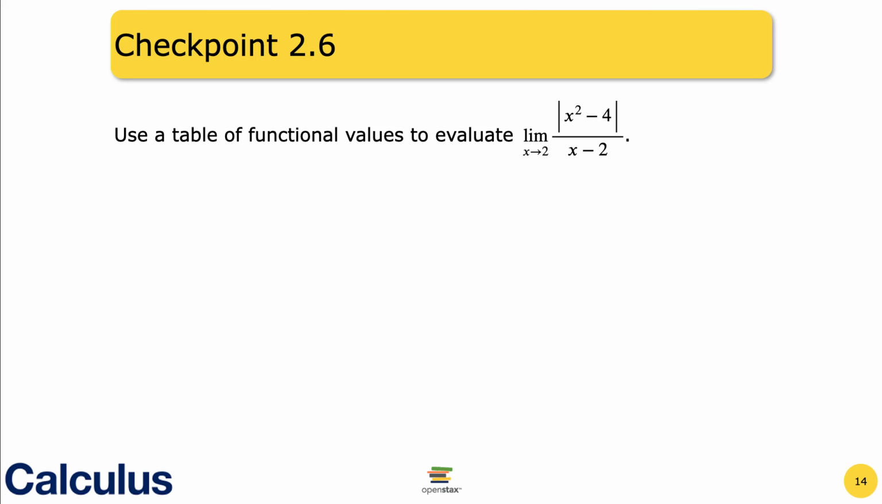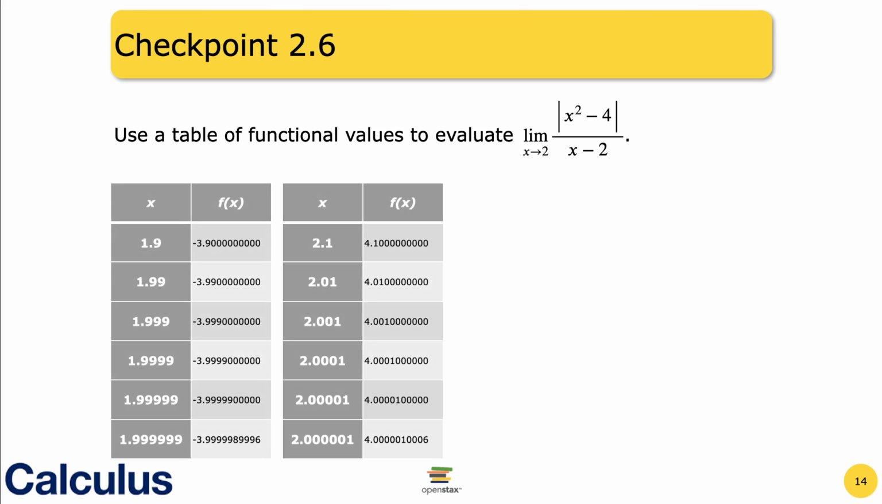Checkpoint 2.6. Use a table of functional values to evaluate the limit as x approaches 2 of the absolute value of x squared minus 4 all over x minus 2. Pause the video and attempt this problem for yourself. Now that you've attempted the problem for yourself, let's look at the solution. Here's the table of values with x values extremely close to 2.